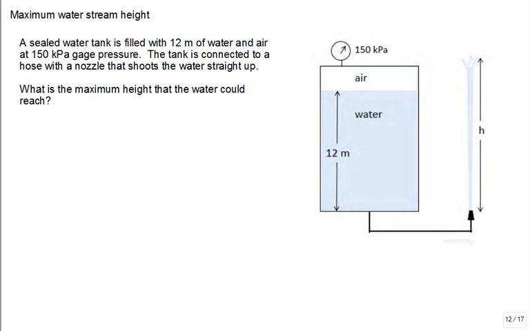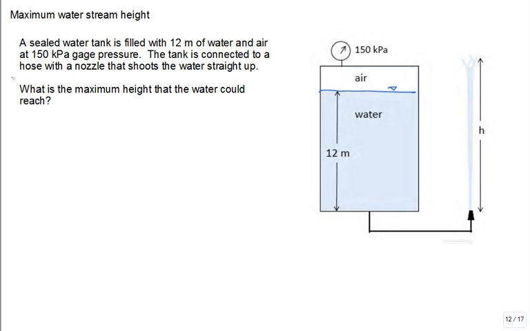Right. We have time for moving into this problem. What I'd like to do is I'd like you to solve this problem, and I'll take a pause and walk around and see how far you go. So what do we have? We have a sealed water tank filled up to 12 meters of water, and air at 150 kilopascal gauge pressure on top. So here is the water level. Above it is air. And the water level in the tank is 12 meters.